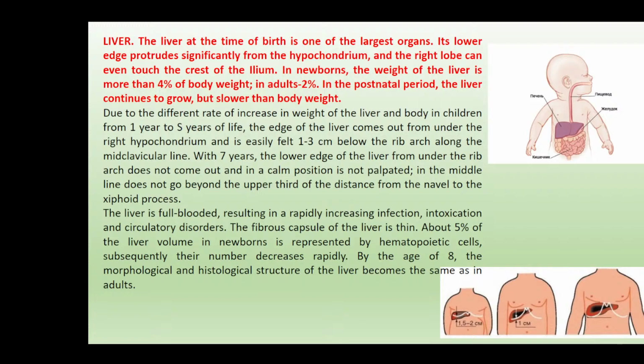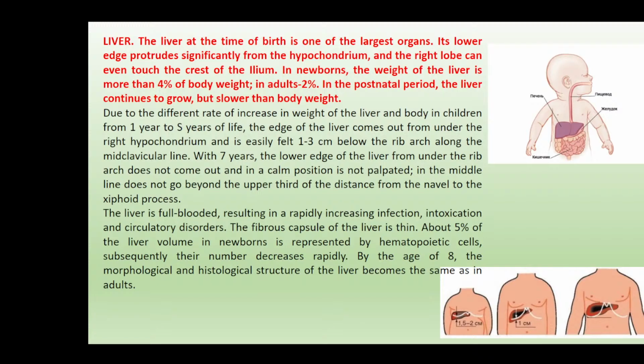From 7 years old, the lower edge of the liver does not come out from under the rib arch and in a calm position is not palpated. In the midline, it does not go beyond the upper third of the distance from the navel to the xiphoid process.